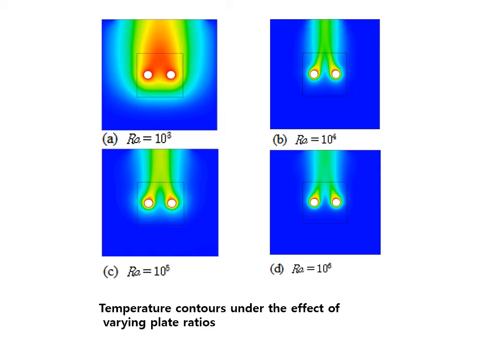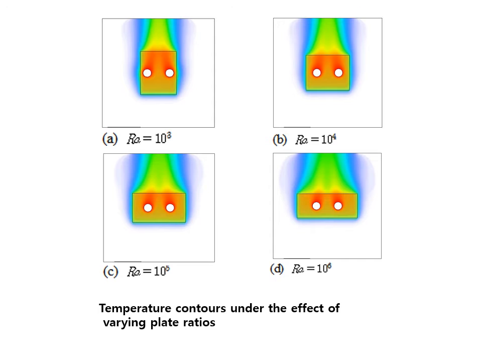In this case you can see everywhere, even around the tubes, we have green colors. So in this case the natural convection effect is very high, so that means fluid velocity is high. In this case you cannot see this kind of very high temperature, so heat transfer occurs very well in this case. And the next one, temperature contour under the effect of varying plate ratio.